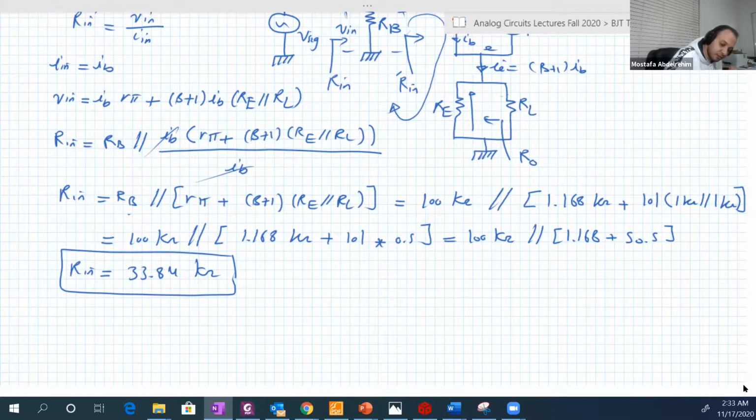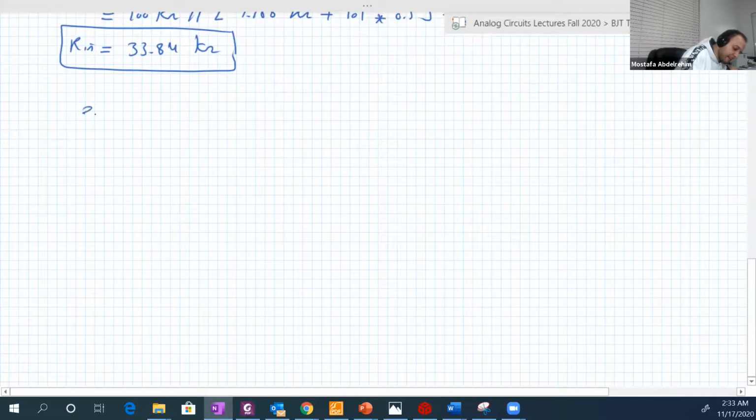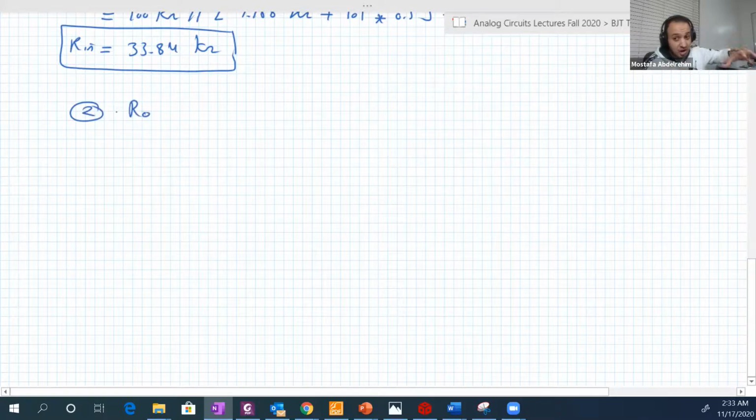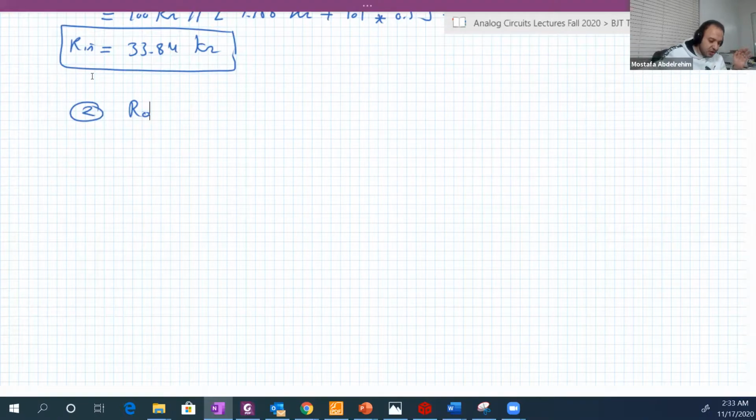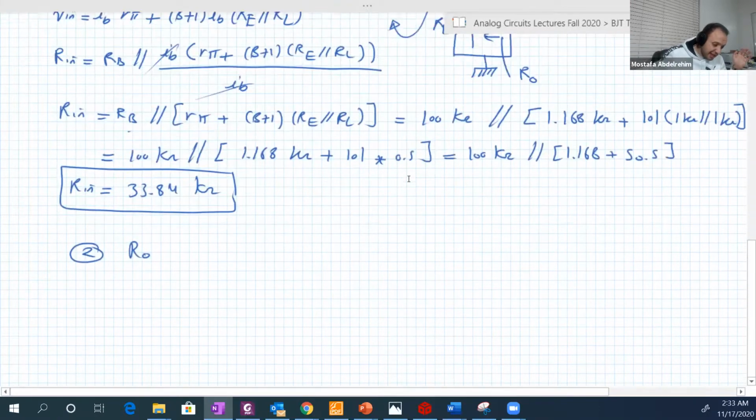Number two, RO. RO is the resistance seen by RL. So we're gonna remove RL and put a test voltage source, Vx, Ix, some imaginary voltage source, and RO will be Vx over Ix. Good. So we're gonna draw the same circuit again. So I'm just copying it and paste.